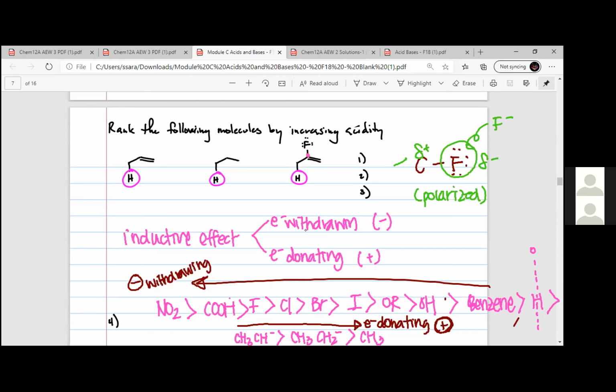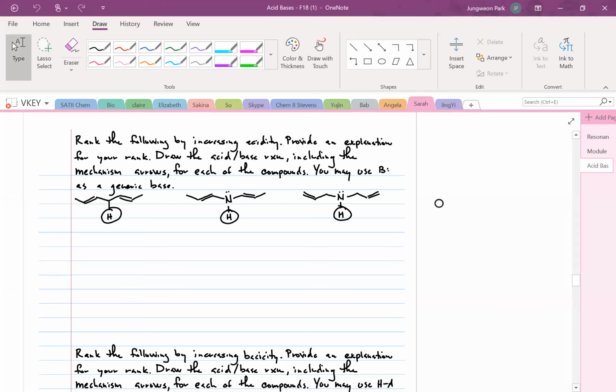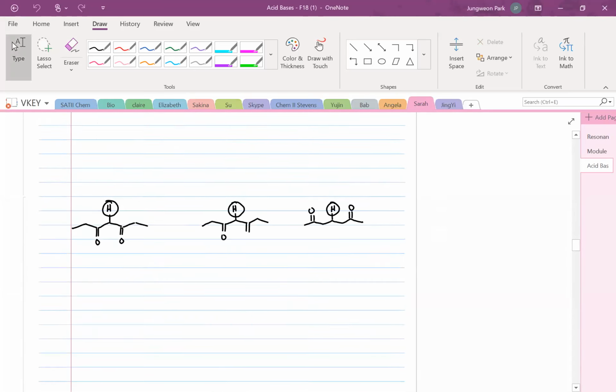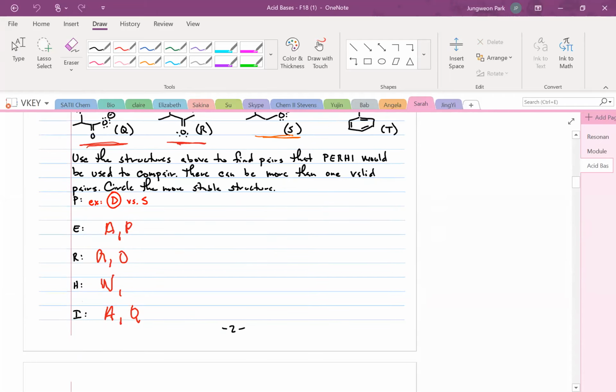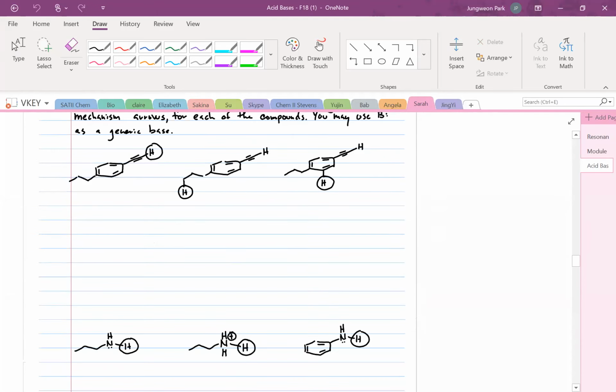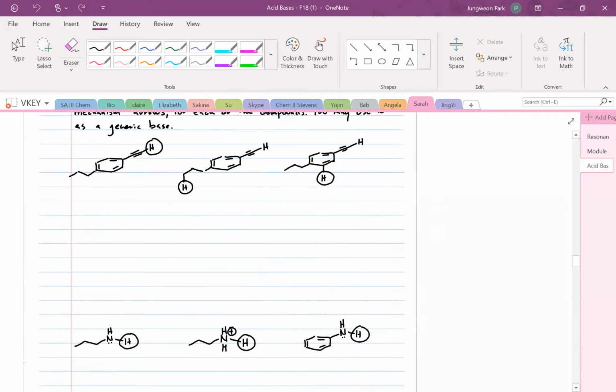Okay, sure. Do you want to go over the ones that your teacher gave? Yeah, because I wasn't able to complete all of them because I got confused. So the ones at the very bottom that are asking about basicity or acidity. And it also asks for including mechanism arrows, and I didn't realize that I had to know that.